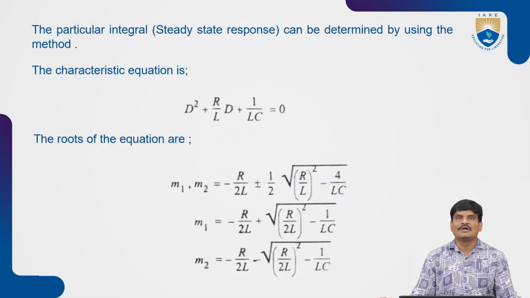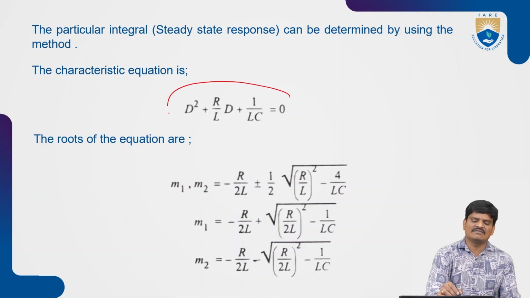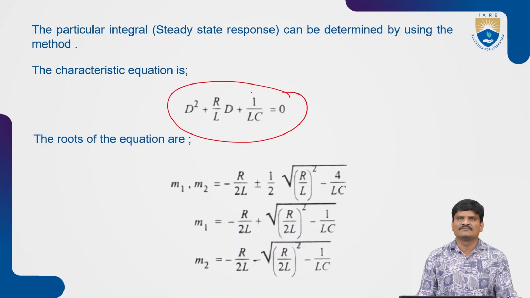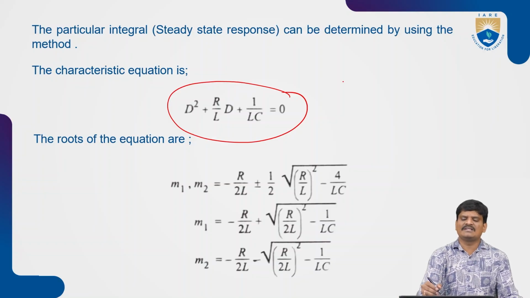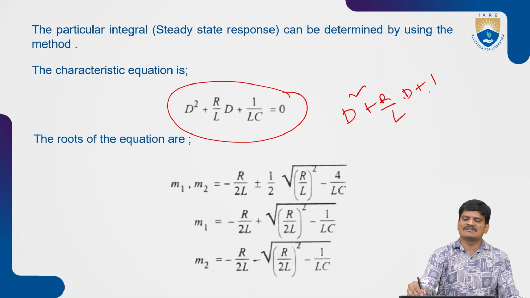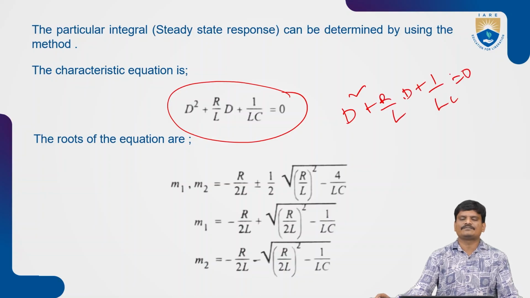Coming to the next one, you need to calculate the steady state response now. The steady state response can be obtained by using different mathematical methods here. So this is the characteristic equation which is obtained from the above expression. In order to calculate the steady state response, I am utilizing this particular expression, where the expression is given as D square plus R by L into D plus 1 by LC equal to 0.